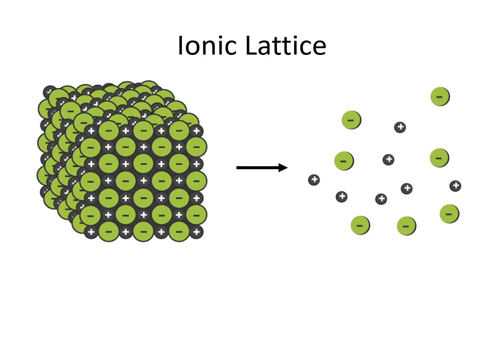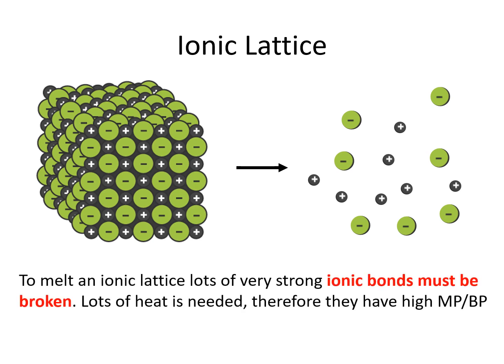So the diagram there on the right represents the ionic chemical in a liquid form now. Whereas on the left-hand side, that represents it in the solid form. So here's a little summary of that there. Read this, please.